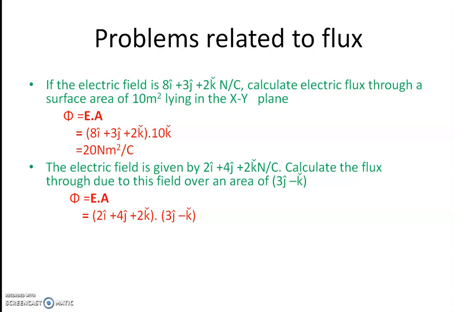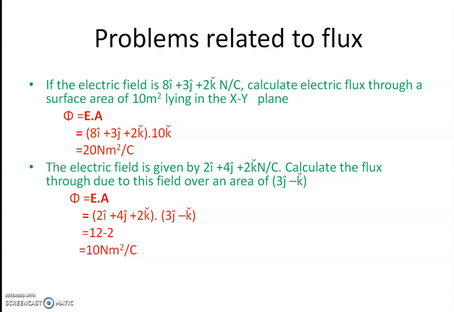So if you find the scalar product, what will you get? 2 into 0, because here no I components are there, plus 4 into 3 minus 2 into 1. So you can write it as 0 plus 12 minus 2. 12 minus 2, what is the answer? It is 10. So you'll get 10 Newton meter square per Coulomb. Is it clear? So this is the total flux passing through that area of 3J minus K.